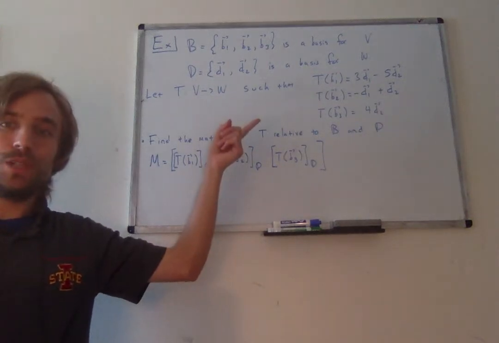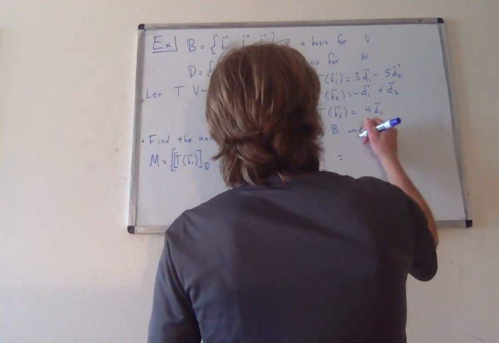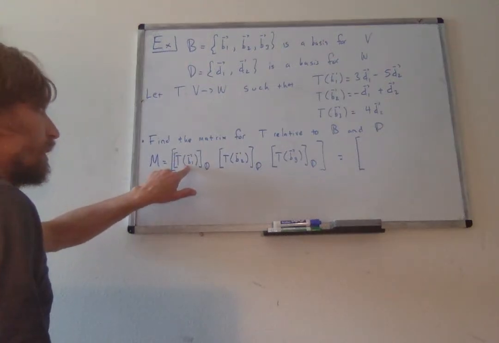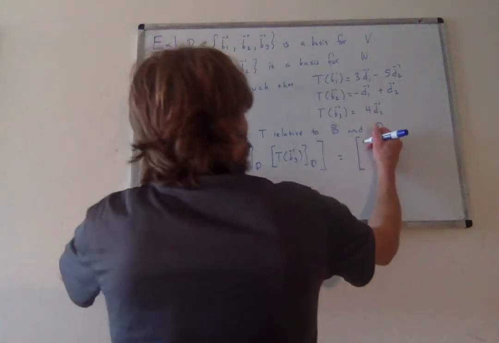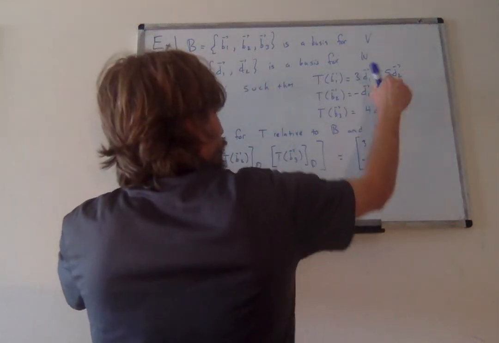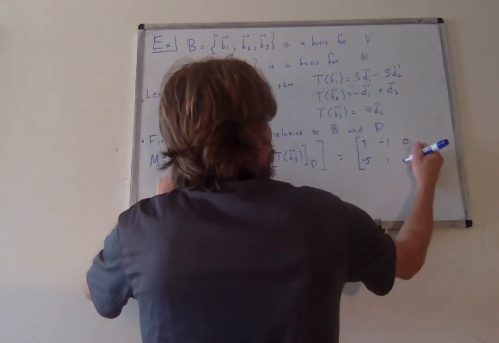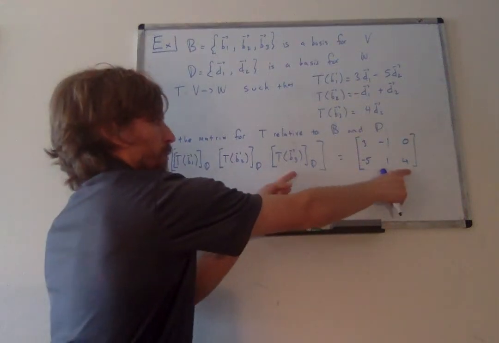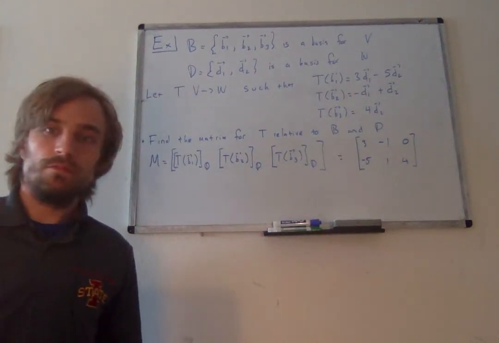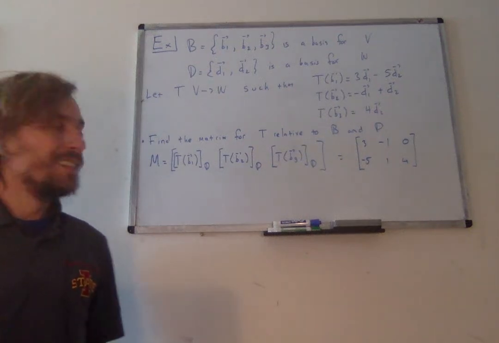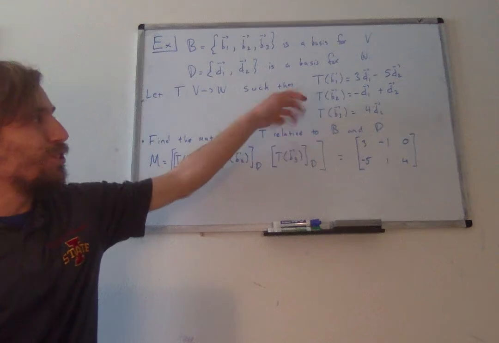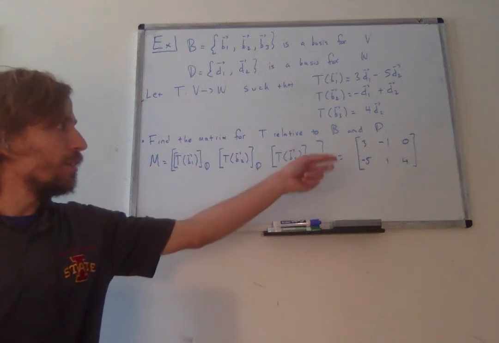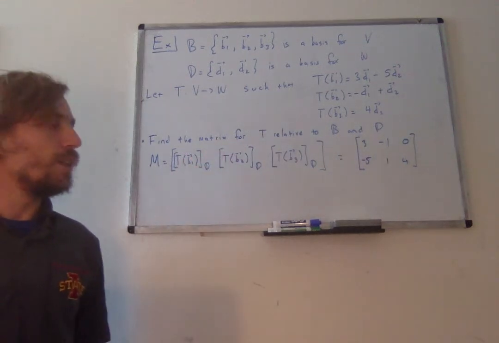I have all of those because we're given the images of the basis vectors, right? So for column 1, I want the ordered coordinates attached to the two D vectors needed to represent T of B1, but this is just 3, -5, because we have that. Also, this is just -1, 1, and this is just 0, 4. Right? So this is the first column, this is the second column, this is the third column, and that's it. So all this problem was asking us to do was put these three images in a matrix in the right way. And we've got our matrix M for T relative to B and D.